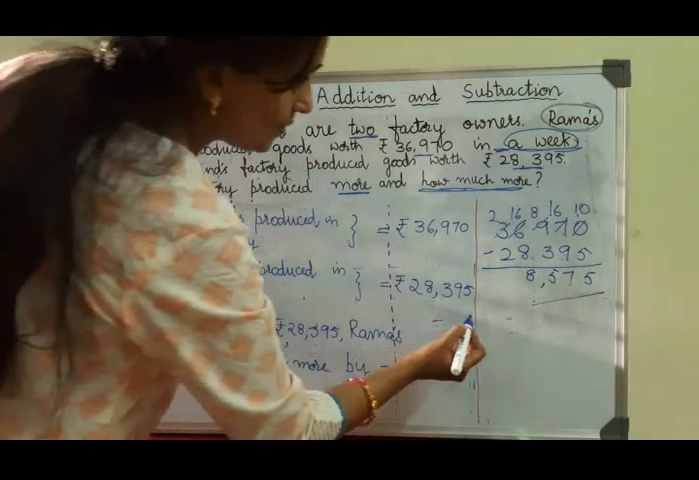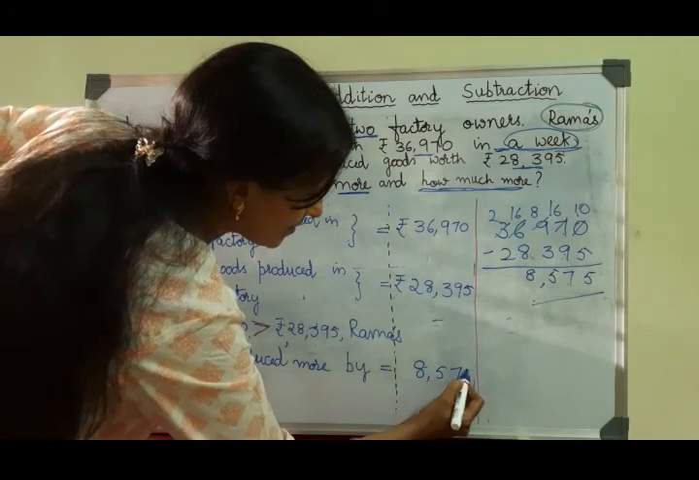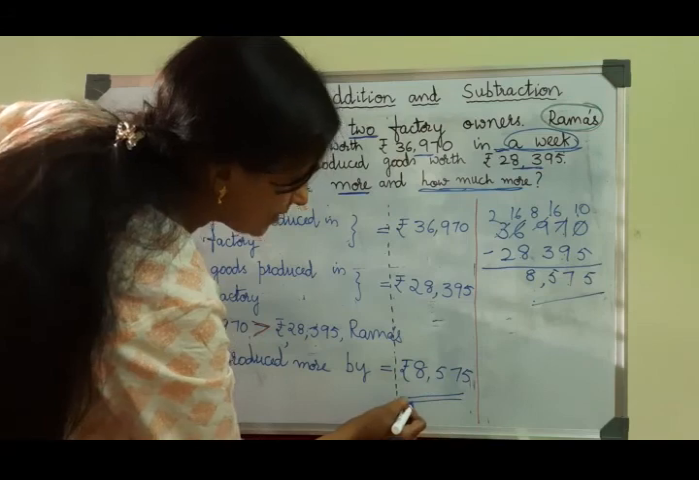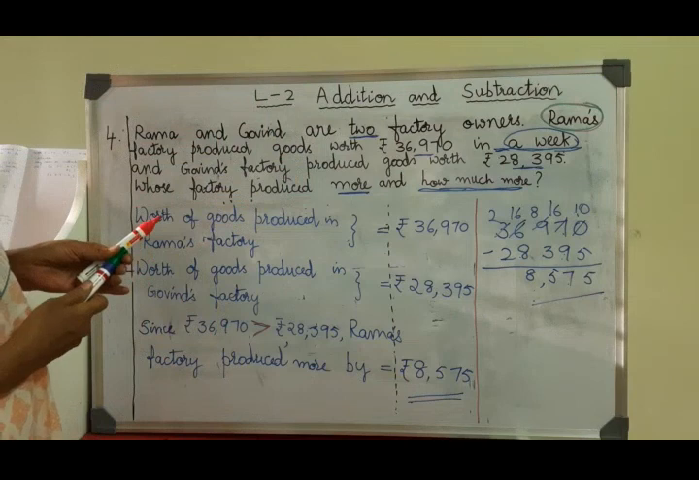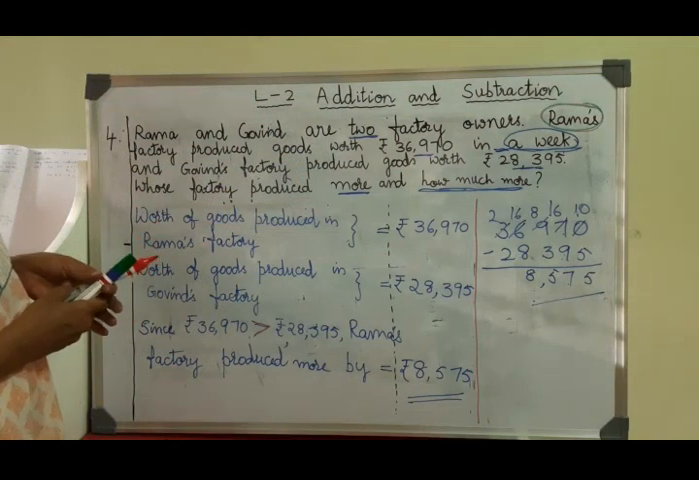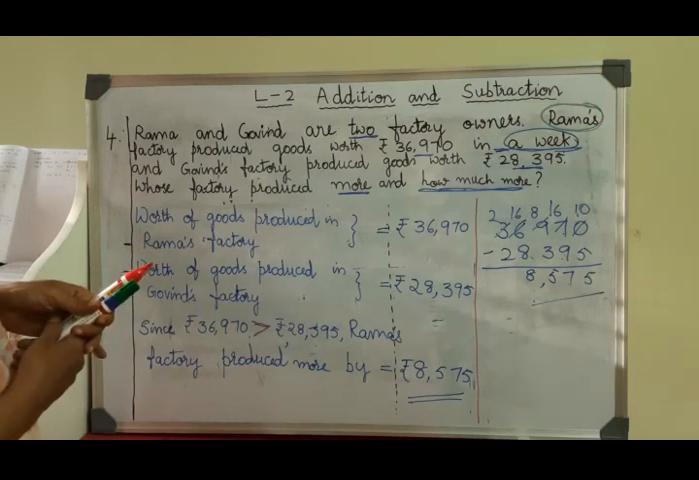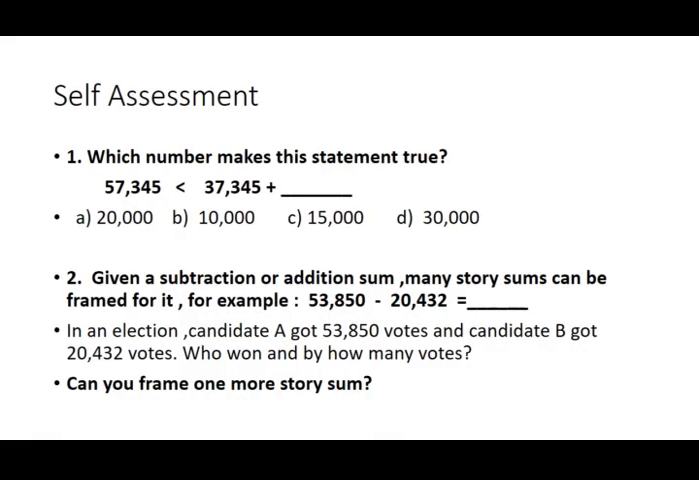By how much is now your answer? It is 8,575. But it is worth, that means the unit we should write is rupees. Understood clearly now, children? There are around 25 sums in your exercise for subtraction. Now you have to practice it yourself. Children, now we have learned addition and subtraction. Here there are 2 self-assessment questions. You should be able to solve these sums in your classwork.